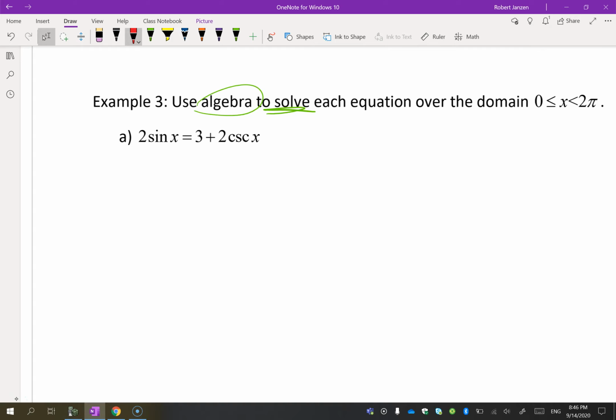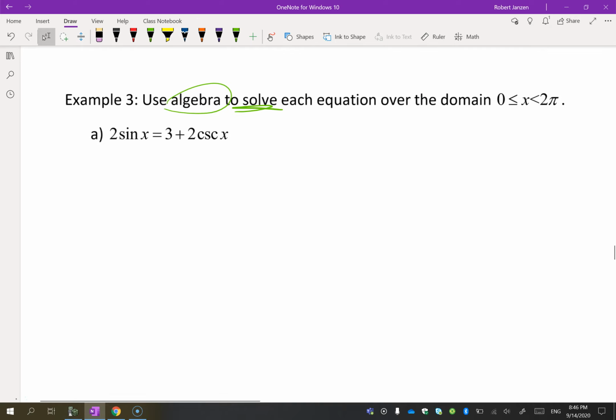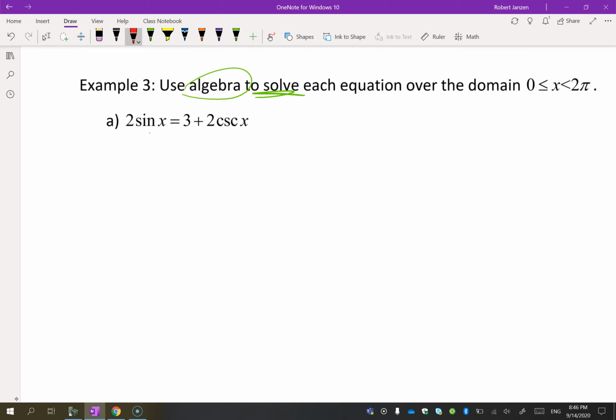Solve means we're going to come up with an answer. Okay, now the problem is I see 2 different trig ratios, and this is where we're going to use our identities. So now we're going to do trig equations, and we're going to throw in some identities. So I know that I can change cosecant to sine. So that's what I'm going to do. I'm going to write 2 sine x equals 3 plus 2 times 1 over sine.